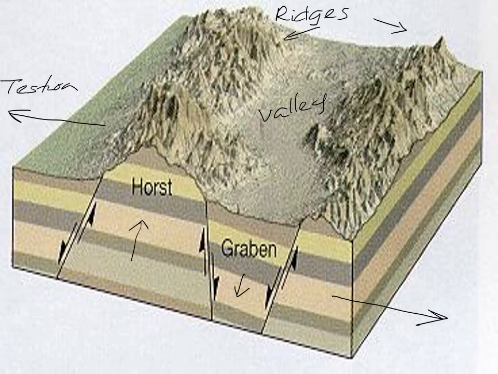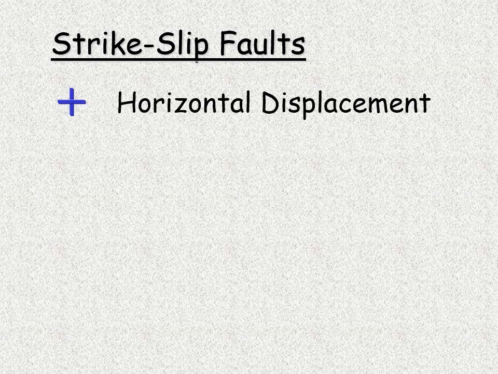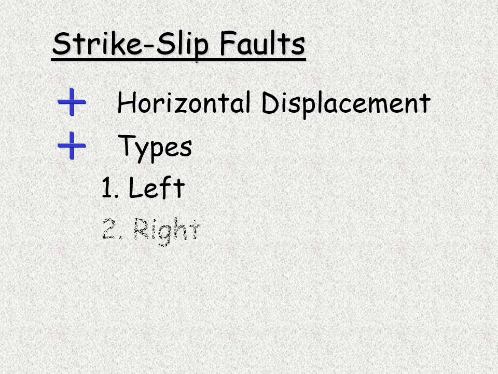Let's talk about the second type of fault family. These are called strike-slip faults. Strike-slip faults are formed when the rocks move horizontally. Unlike in the dip-slip fault where the rocks are moving vertically, here the rocks are moving horizontally. So we say strike-slip faults have horizontal displacement. There are two types of strike-slip fault: left strike-slip faults and right strike-slip faults. Here is a drawing of a left strike-slip fault.